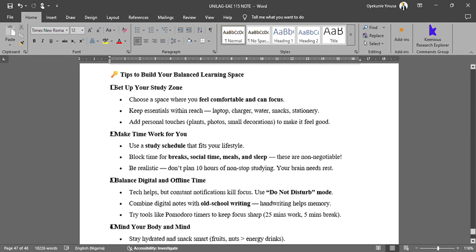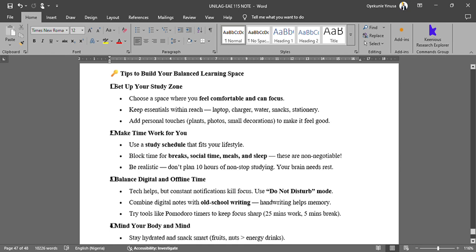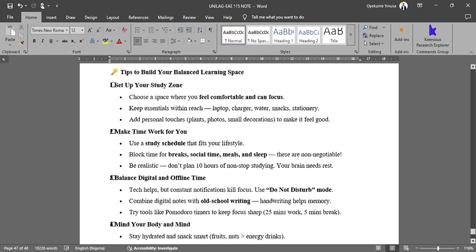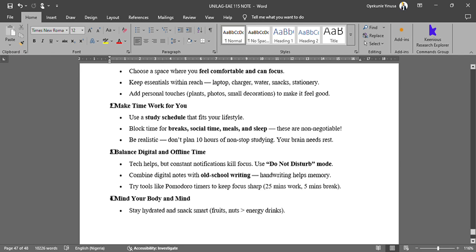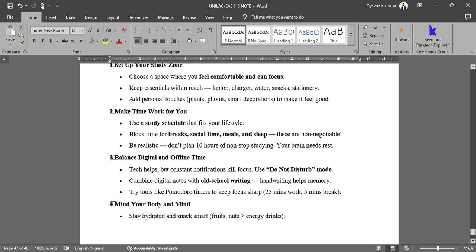Tips to build a balanced learning space: set up your study zone. You must have time that you study. You must choose a space that is very convenient for you to study. Yes, and add personal touches. Place photos and decorations that make the place much more appealing and comfortable for your own learning.